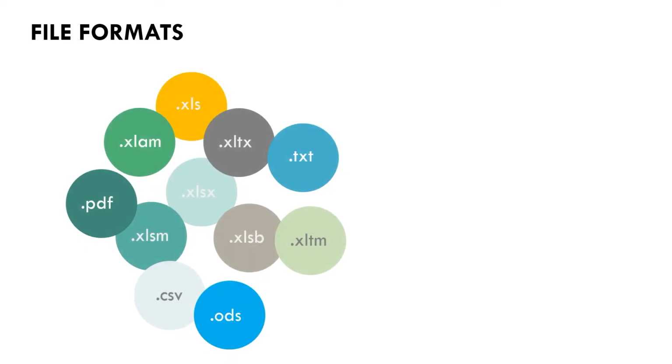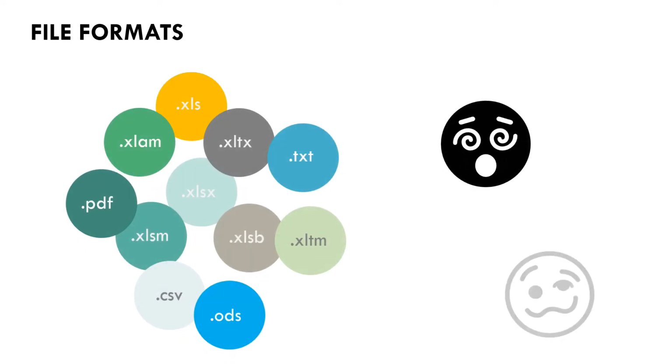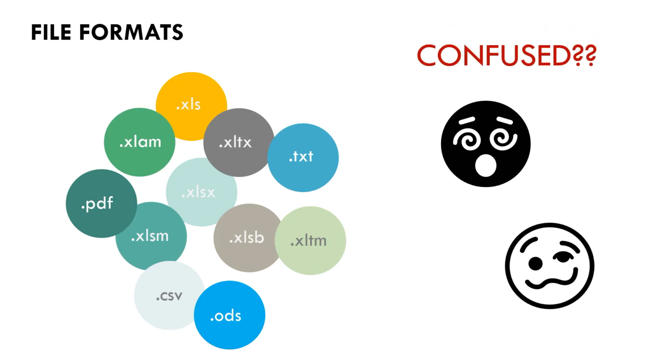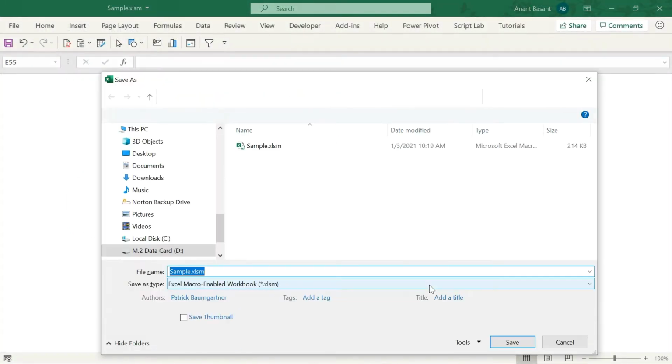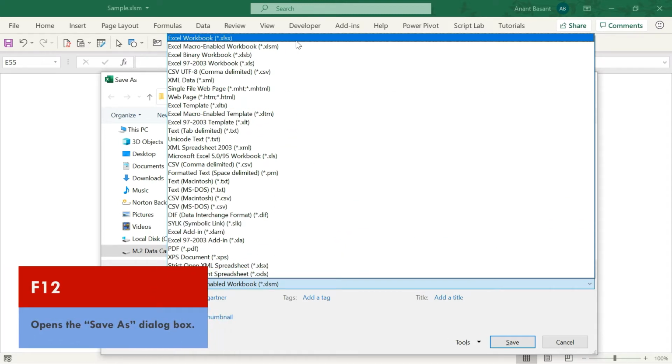Excel supports so many file formats that they are enough to confuse anyone. This video helps you to understand these formats. Let us press F12 and look at the list of formats that Excel can save files in.